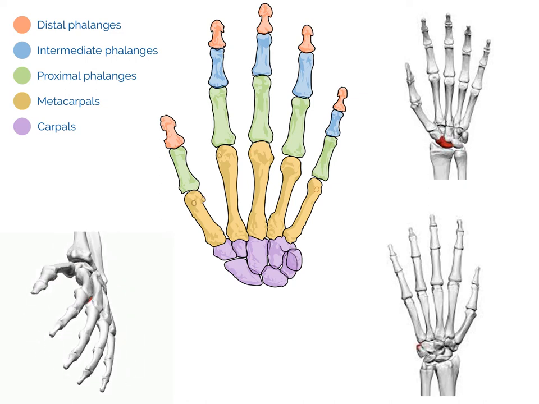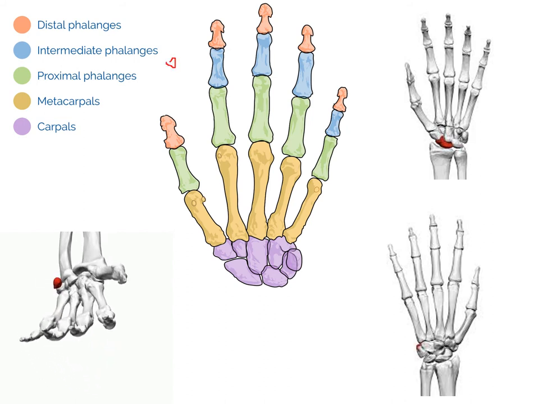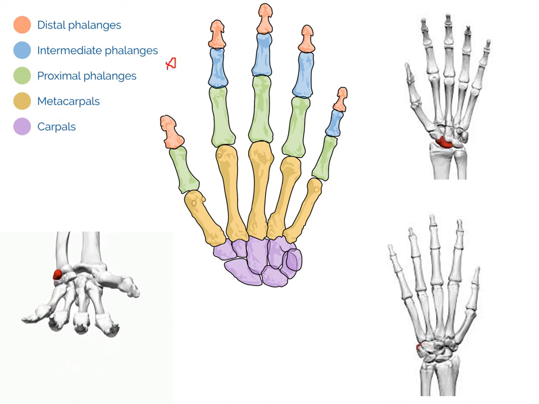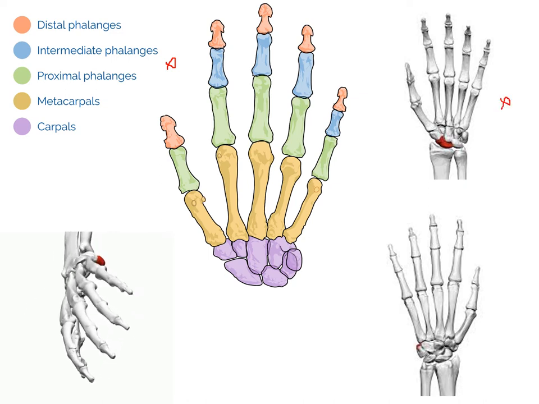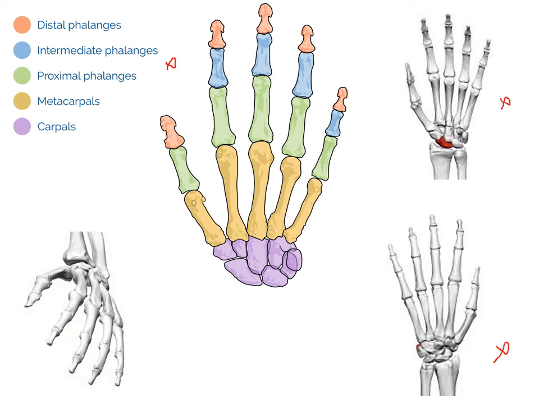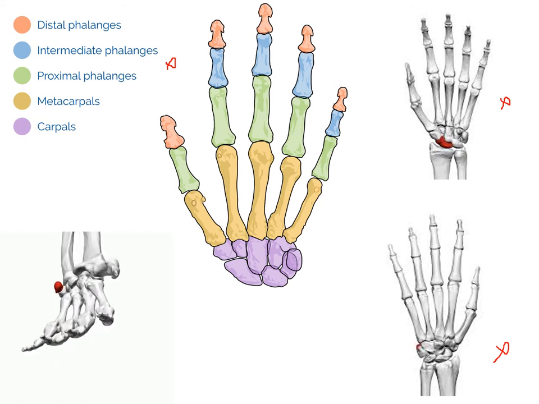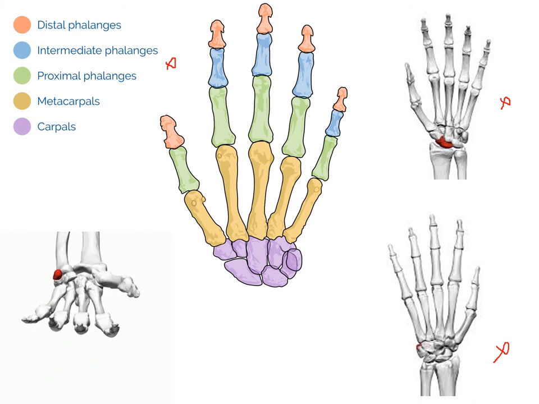The colorful image is showing you the palm side, so the anterior side, which is the same as this right here. This image is showing you the posterior side. So this is the hand flipped around, so we're seeing the back of the hand.